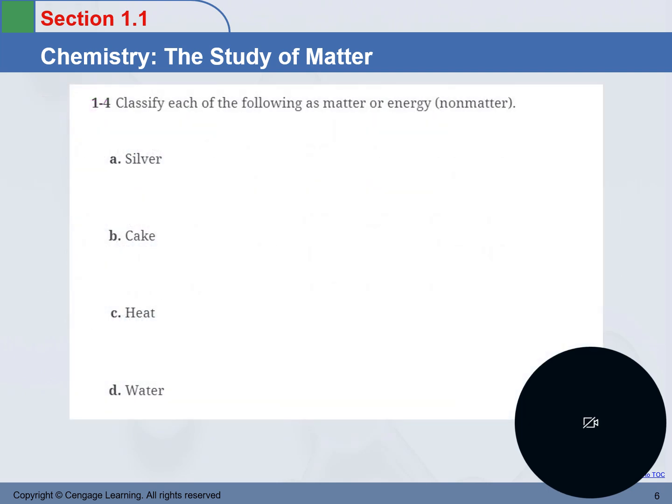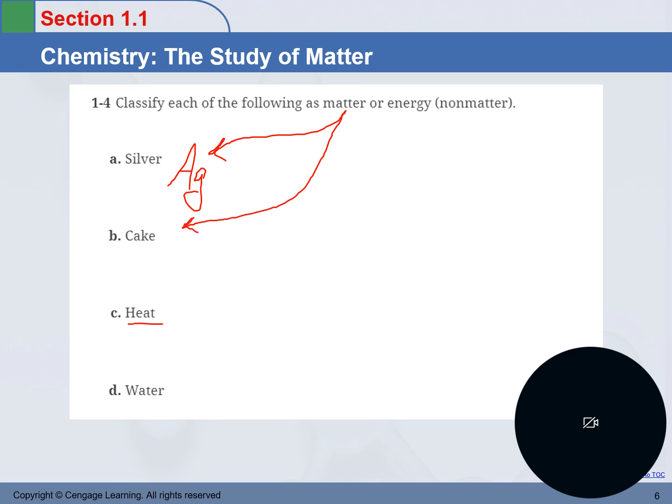So here we have a little quiz. We're trying to classify each of the following as either matter or energy. And chances are, if you can write a symbol for it off our periodic table, then it's going to be matter. Ag happens to be our symbol for silver. That is definitely matter. Can't write a symbol for cake, but there's lots of sugars and other ingredients in there. That is definitely matter as well.